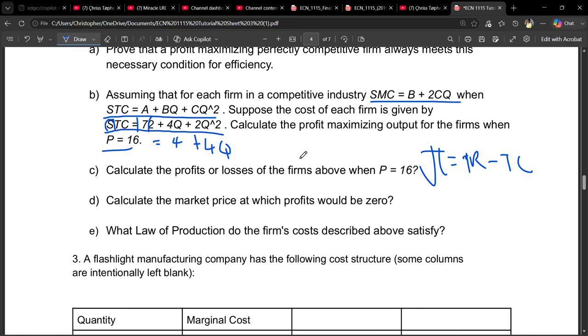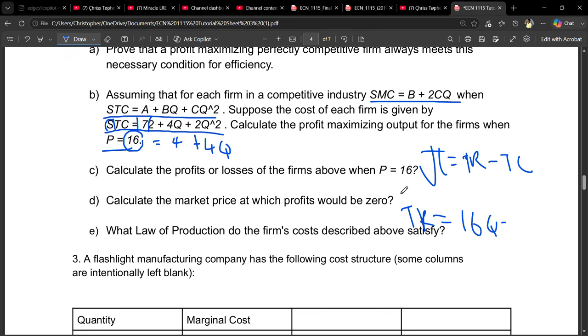So what is our total revenue? Our total revenue is quantity times the price. What is our price? Our price is 16. We multiply 16 times q, and we get 16q as our total revenue.